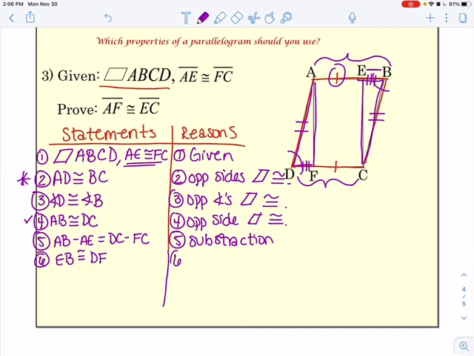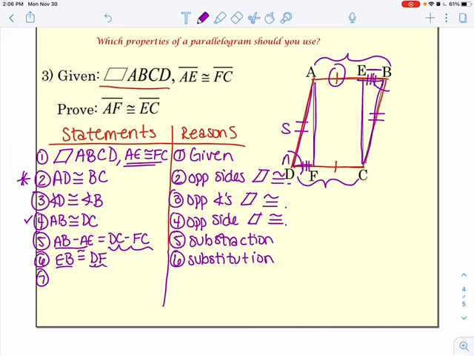Okay, and the reason, again, is substitution. All I did was take out that and say what its equivalent was. Take out that, say what its equivalent is. So that's substitution. Okay, now I believe I have enough information to prove the 2 triangles congruent.